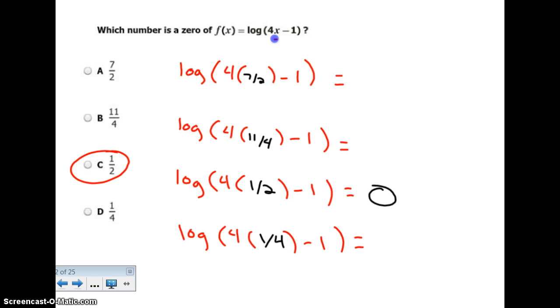Okay, it's as easy as that. Just plug in the answer choices in place of x until you get 0. The other answers, as you saw, did not give you that value, so C is the only choice. If you have any questions on that, raise your hand.